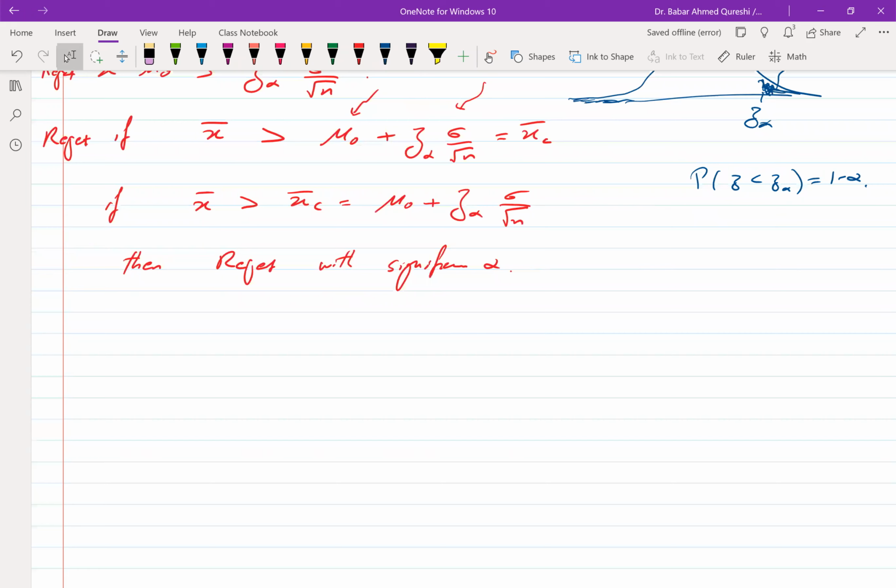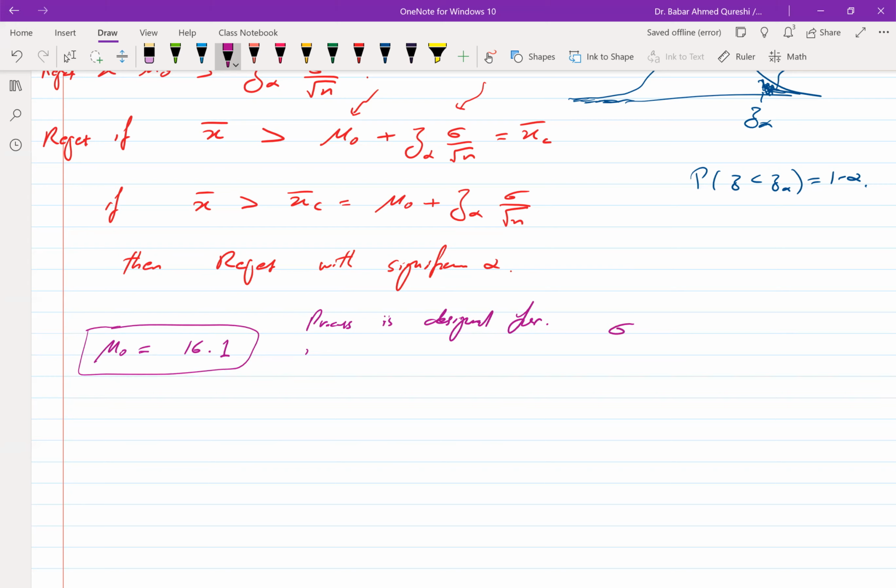let's take an example. Suppose there's some company and they're filling some boxes with some product, and the average weight of the product is supposed to be 16.1. And this is what you want. Your process is designed for this average weight. And you know that not all the boxes are filled with exactly this. There's a normal distribution with a standard deviation of 0.4.